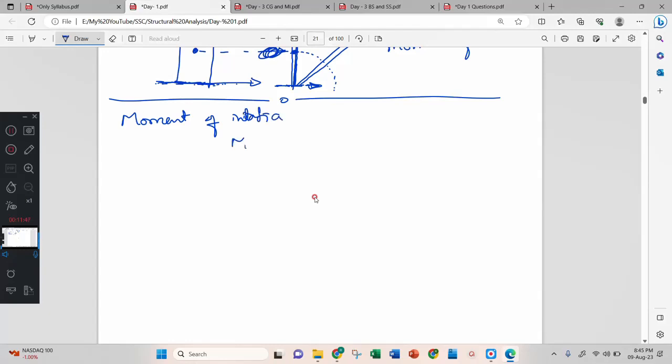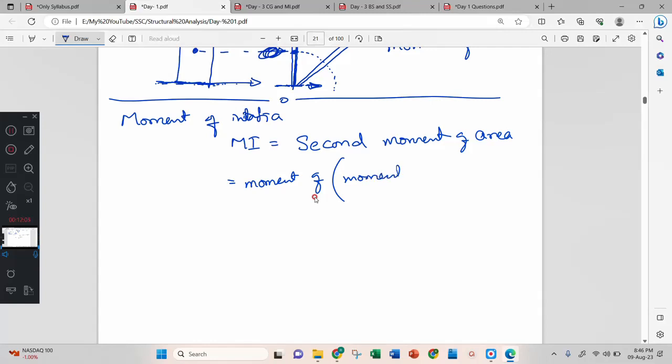Moment of inertia is nothing but second moment of area. Second moment of area, or you can write it like moment of moment of area. Right? This is moment of area, and second moment of area is considered as moment of inertia.